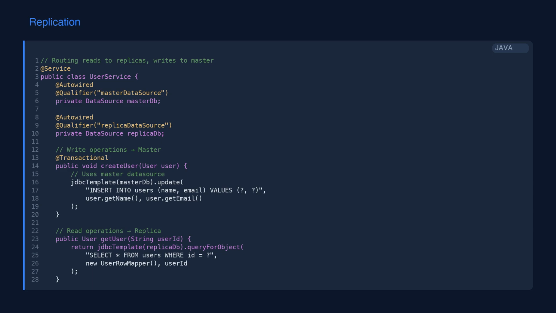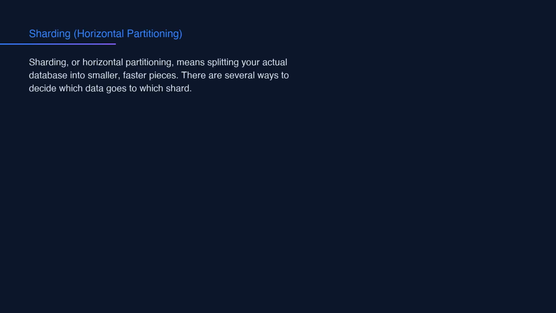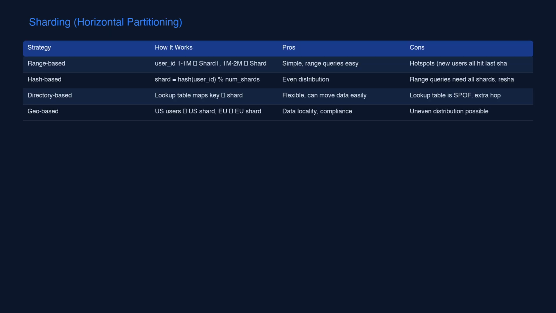Now let's talk about sharding. Sharding, or horizontal partitioning, means splitting your actual database into smaller, faster pieces. There are several ways to decide which data goes to which shard. Range-based sharding groups data by a continuous value, like user IDs 1 to 1 million in shard 1. Hash-based uses a hash function on a key to distribute data evenly. Directory-based uses a lookup service to map keys to shards. And geography-based routes users to shards in their physical region.